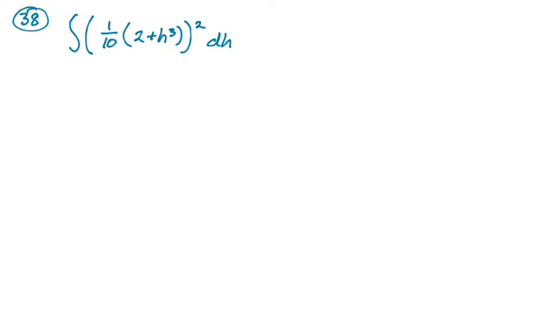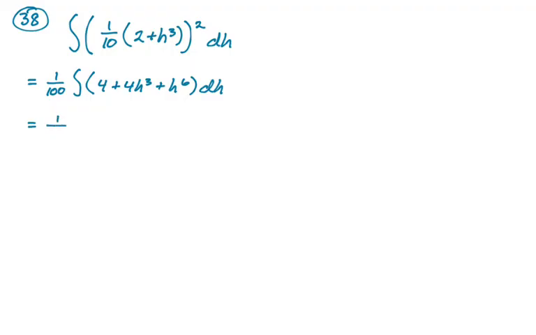1/10 squared is 1 over 100. So I'm going to pull that out as a constant multiple. Now I have to square the quantity 2 plus h cubed. So square the first, you get 4. Multiply them together, you get 2h cubed times 2, so we'll get 4h cubed. And then square the last, you get h to the 6th. dh. Now it's all reversing the power rule.